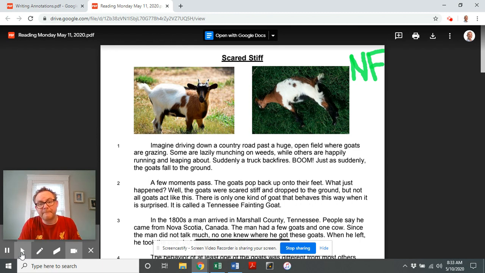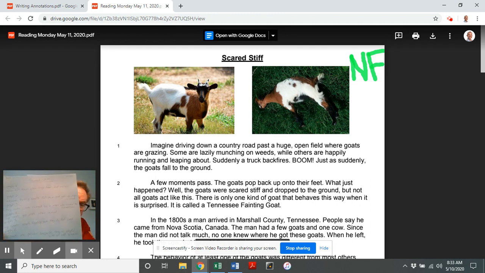Anyway, but this is a very special kind of goat. Did you know that there were different kinds of goats? I didn't until I read this article. So, scared stiff. Now, before we begin, you're going to need a pencil and paper for today's work.